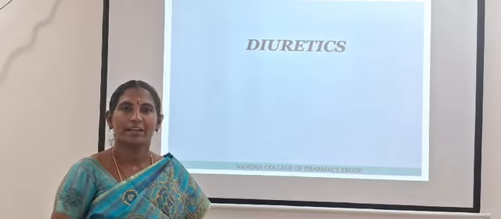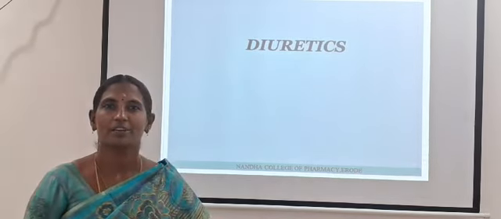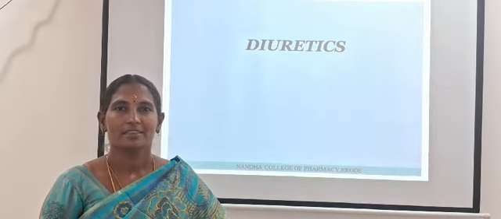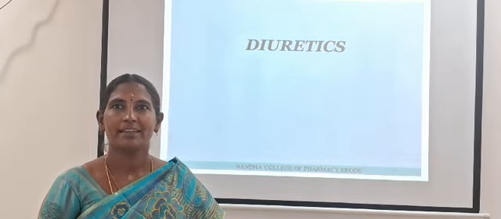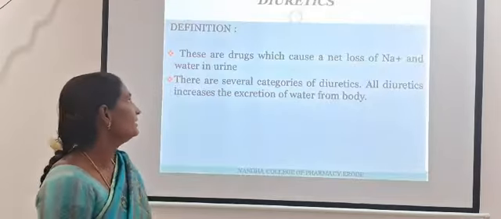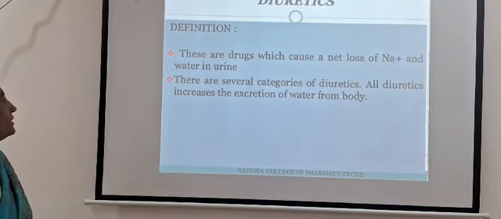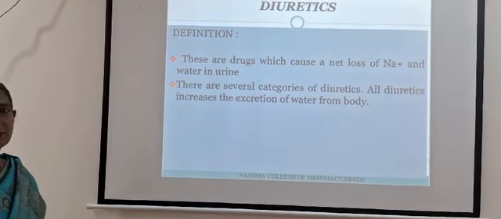Today's topic is diuretics. So what are diuretics? Diuretics are substances that increase the urine output. They mainly act on our kidney. They cause a loss of sodium and water through the urine, preferably acting on our kidney.